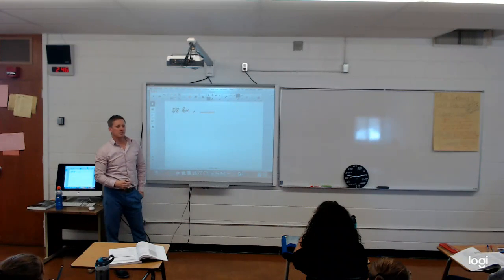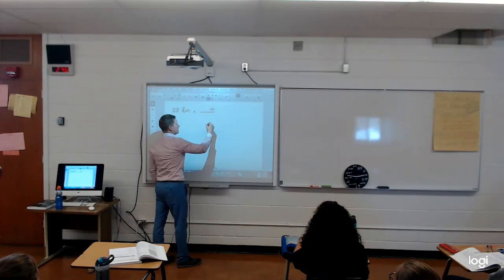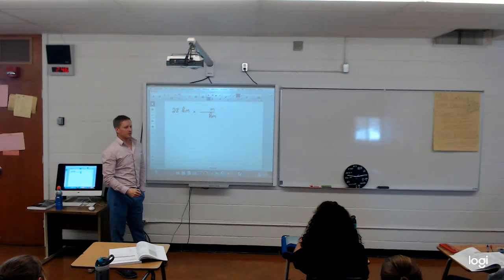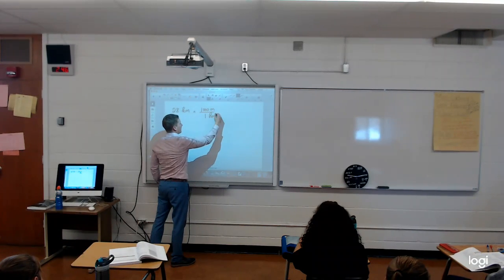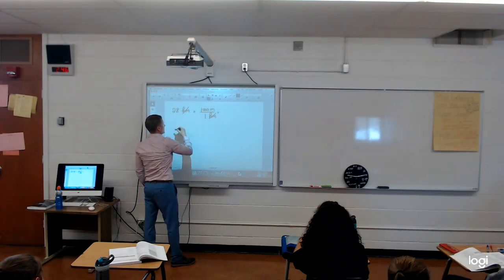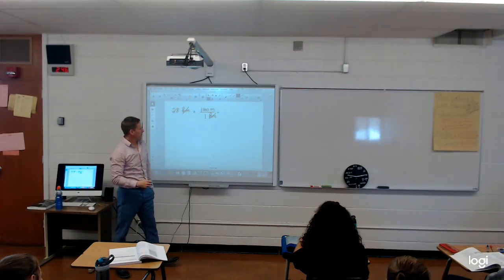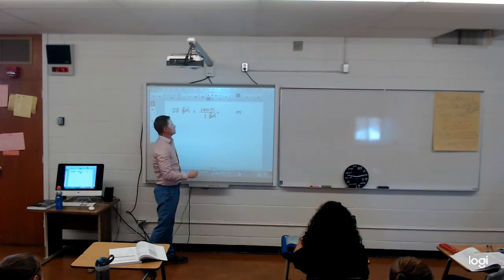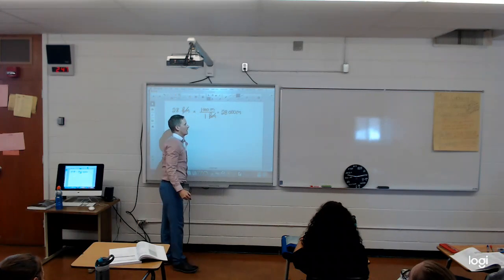What do I want goes on the top. Which units do I have on top? Meters. And which measurements do I have on the bottom? Kilometers. Okay. And what's the ratio? 1,000 over 1. That cancels. That cancels. And what does that leave me with? Meters. That's right. And how many meters is that? 28,000. Very good. Awesome.